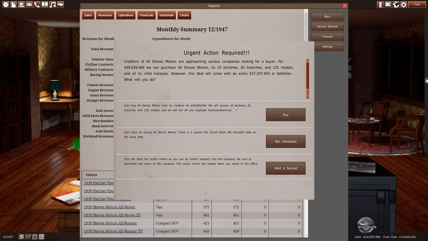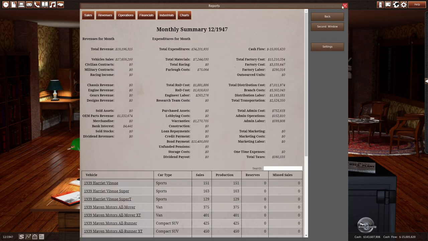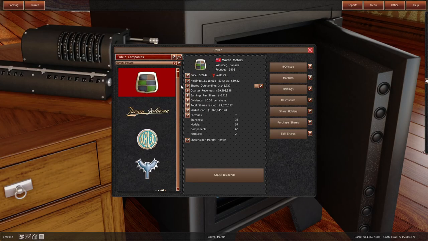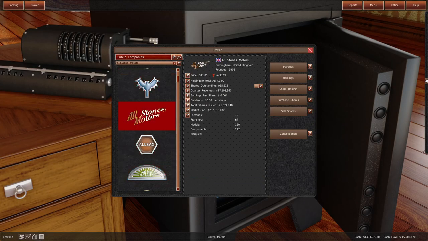Ooh, what's this? All Stone is bankrupt, I guess, and they want us to buy them for 50 million plus 37 million in loans. Can we actually see in the... Sometimes we can see and sometimes we can't see. Okay, so they've got about 17 million in quarterly revenues. This is actually not a terrible buy. 230 million market cap. They've got a ton of models, lots of factories. This could be a push into Europe, not really the push I wanted.